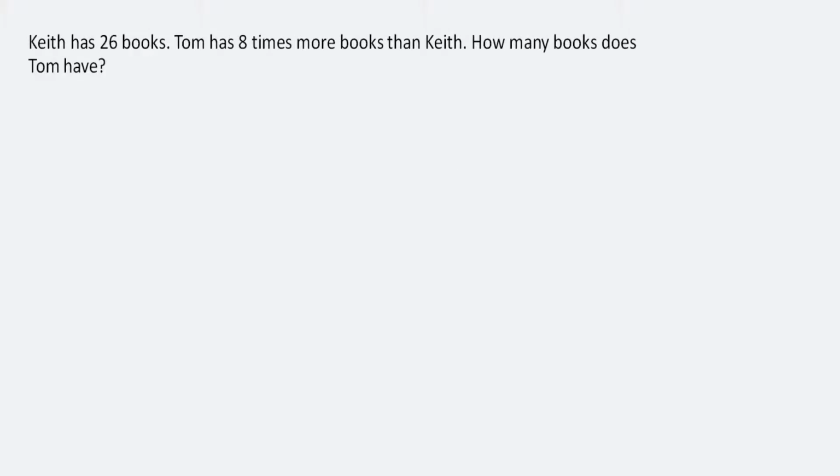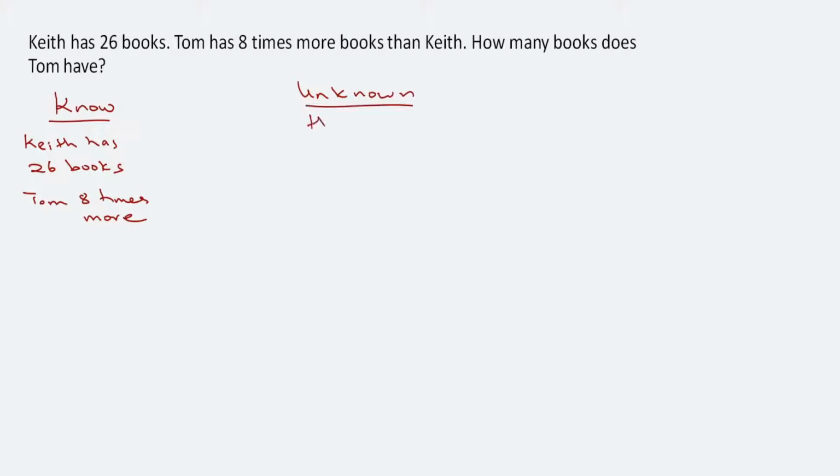Tom has 8 times more books than Keith. How many books does Tom have? So what do we know? We know that Keith has 26 books. We also know that Tom has 8 times more. What don't we know? What we don't know is the number of books Tom has. So to do that, we're going to multiply because of the keyword times.